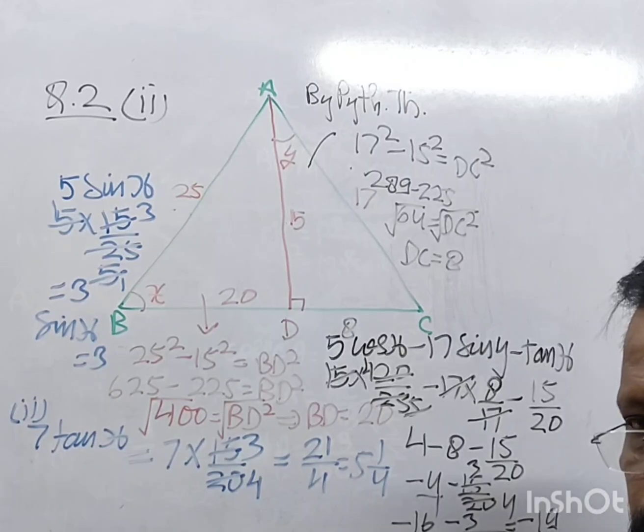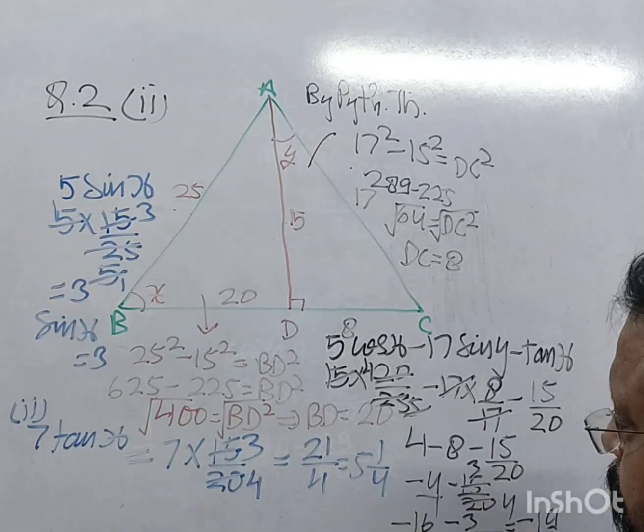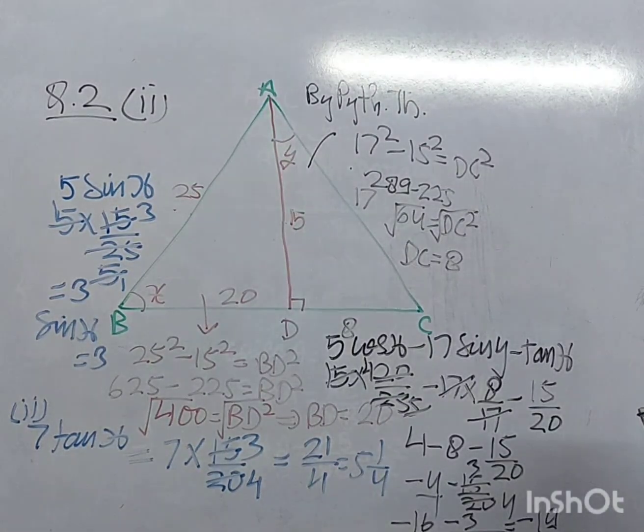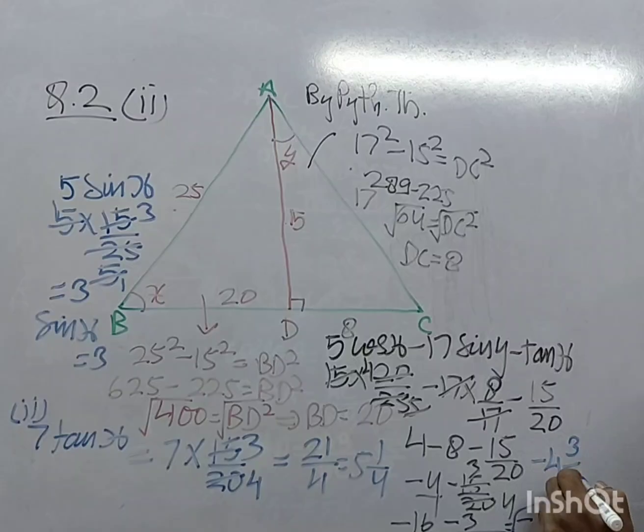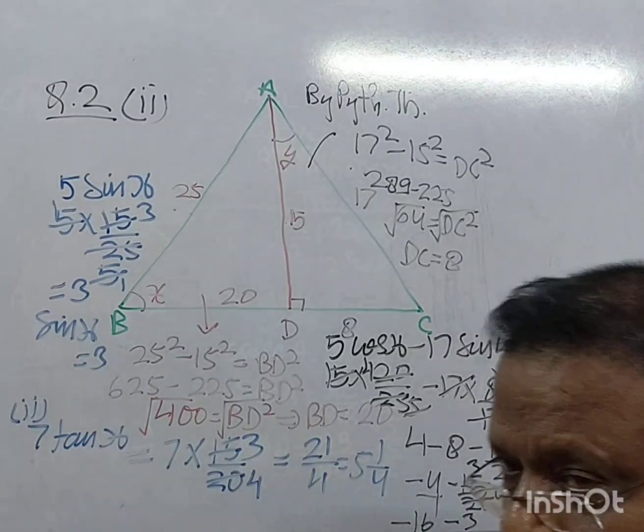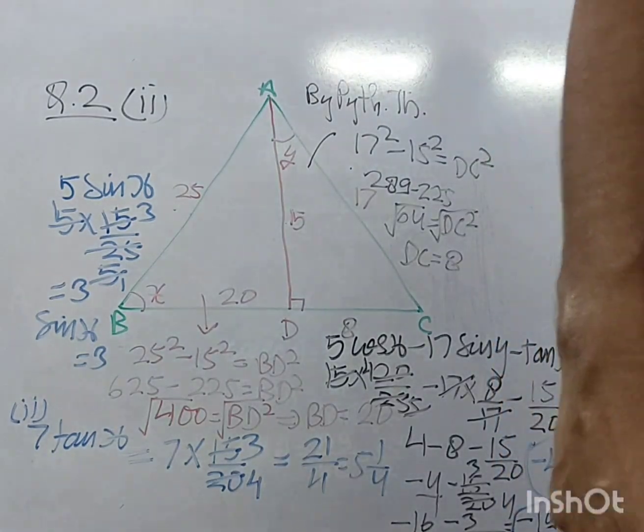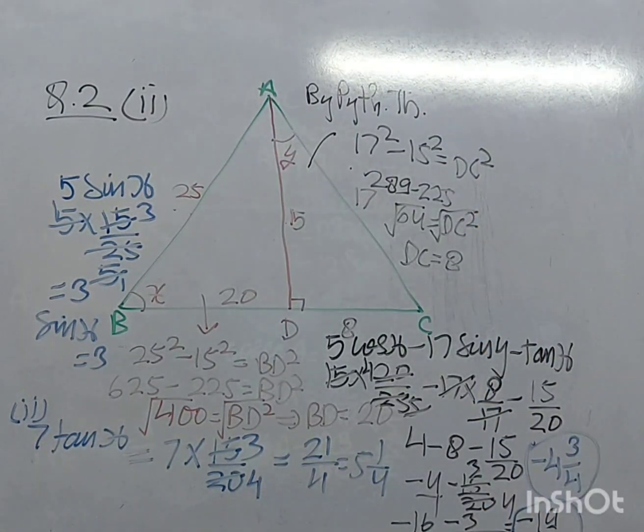For the first, the answer is 3, for the second 5 whole 1 by 4, and for the third minus 4 whole 3 upon 4. Here we wrote minus 19 by 4. So when you further solve, it becomes minus 4 whole 3 by 4. You get this? Yes, sir. Do you understand what I did?